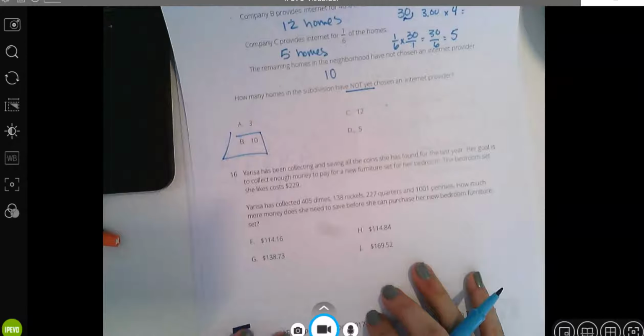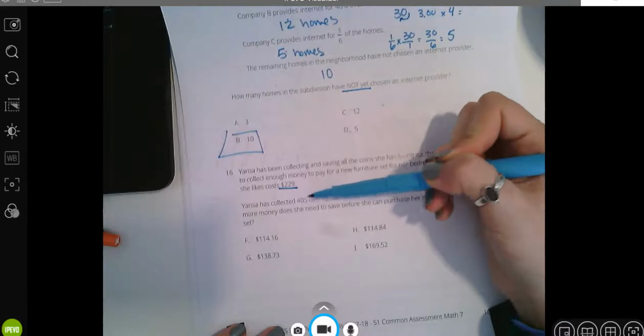Number 16. Yurissa has been collecting and saving all the coins she's found for the last year. Her goal is to collect enough money to pay for a new furniture set for her bedroom. The bedroom set she likes costs $229. That's going to be a lot of coins. Okay, yep, big numbers. She has 405 dimes, 138 nickels, 227 quarters, and 1,001 pennies. How much more money does she need to save before she can purchase?